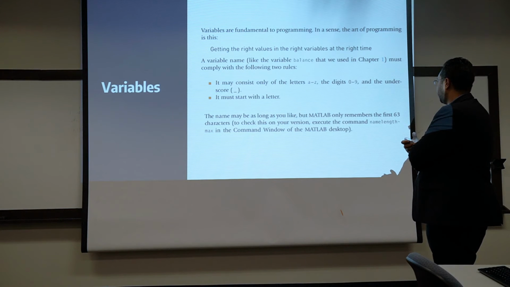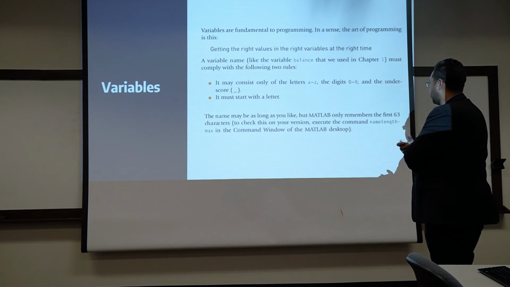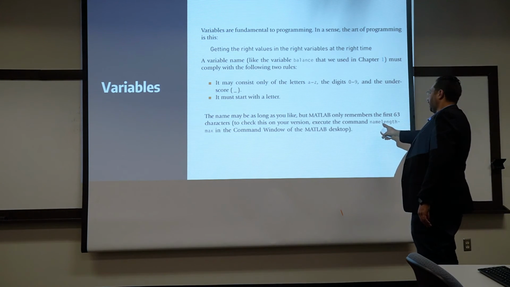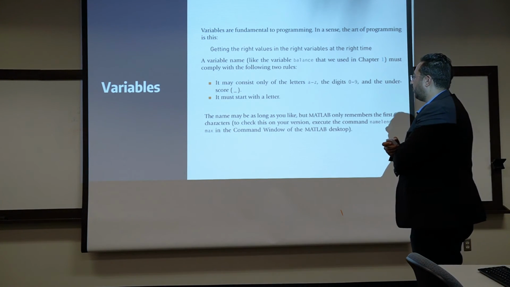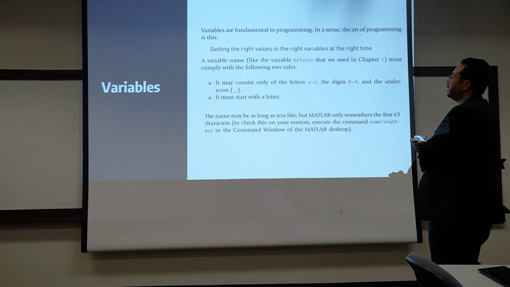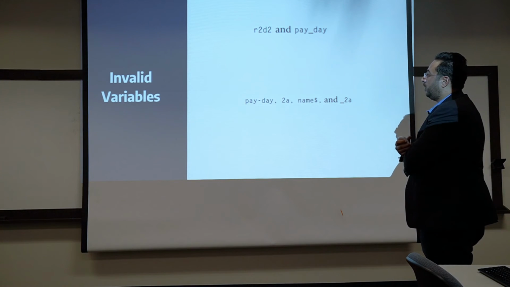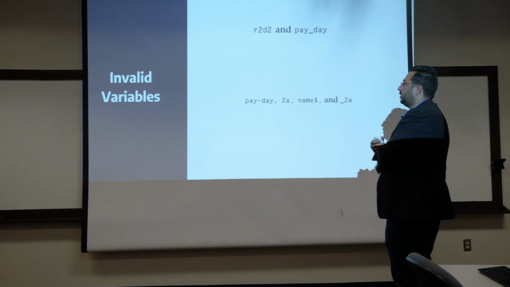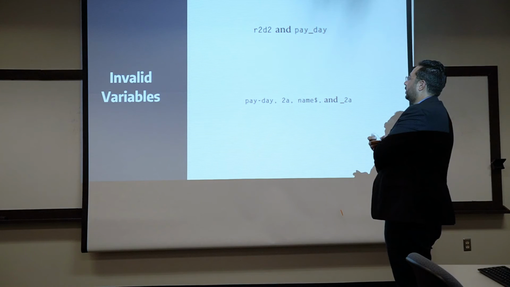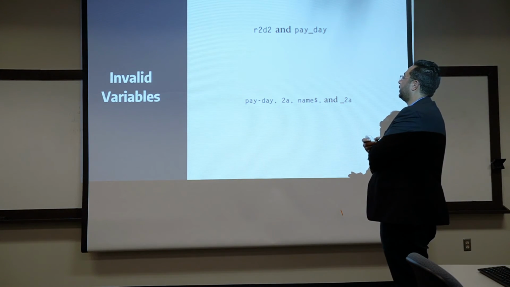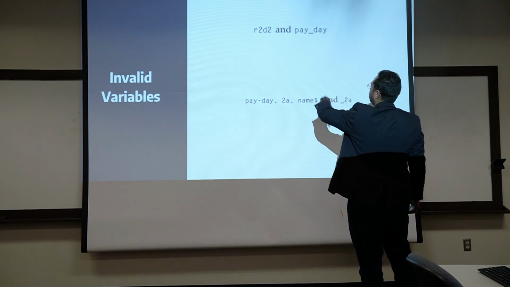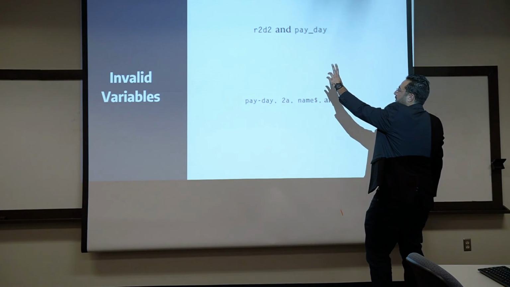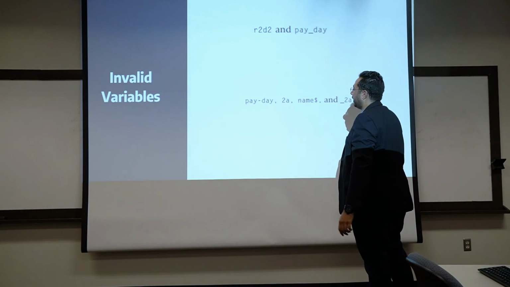To know the maximum length that MATLAB can recognize on your machine, you can type namelengthmax in the command window, and you should be able to see how many characters MATLAB recognizes as a variable name. Now, for invalid variables, we said it should be letters, numbers 0 to 9, with underscore. Anything else is invalid. So now we have two groups: one is valid variables, the other is invalid variables.